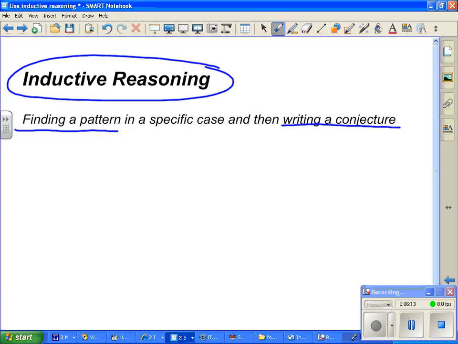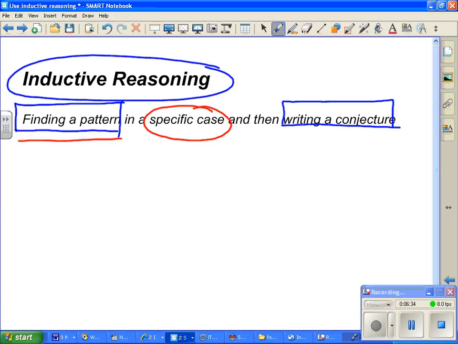Okay? There's two different kinds of reasoning we're going to talk about. There's inductive and deductive. Okay? In inductive reasoning, we are finding a pattern, and then we are writing down what that pattern is in a conjecture. Okay? Now, notice this is a specific case. This pattern doesn't work all the time. It only works in a specific case.